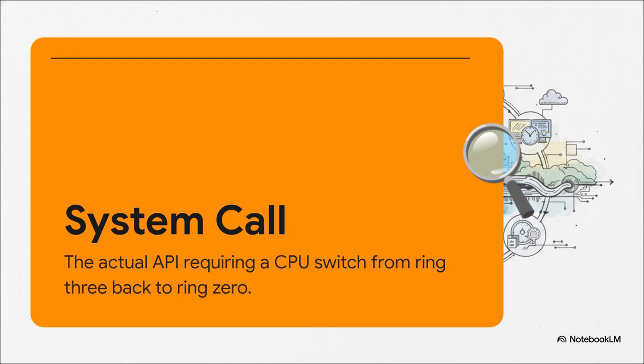But how does a process stuck in the restricted ring 3 actually get anything done? Well, it uses system calls. A process can't just reach out and grab a file from the disk. The CPU will physically block it. Instead, it triggers a special instruction, a system call, that forces a physical switch from ring 3 back to ring 0. The kernel checks if the process has permission, does the dangerous work on its behalf, and returns the result safely. This physical boundary, it's the only reason your computer is actually secure.